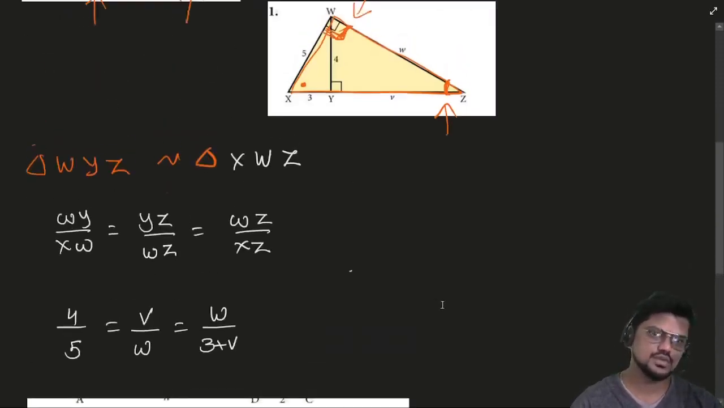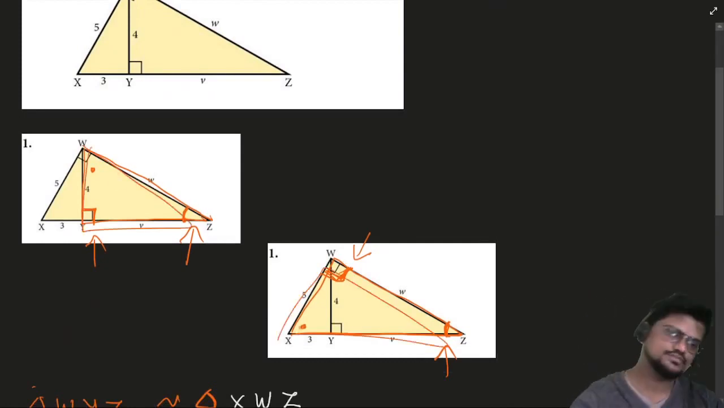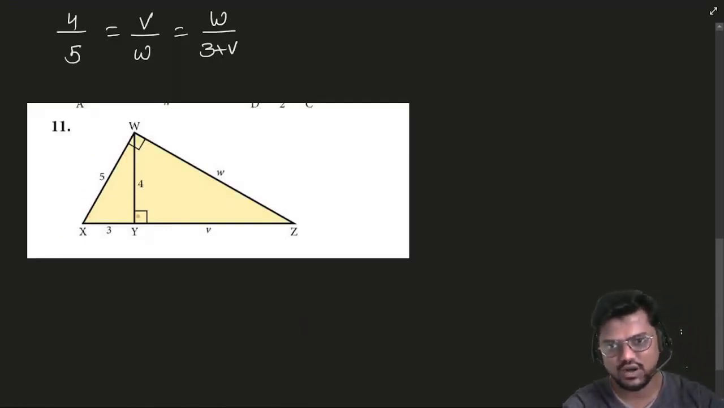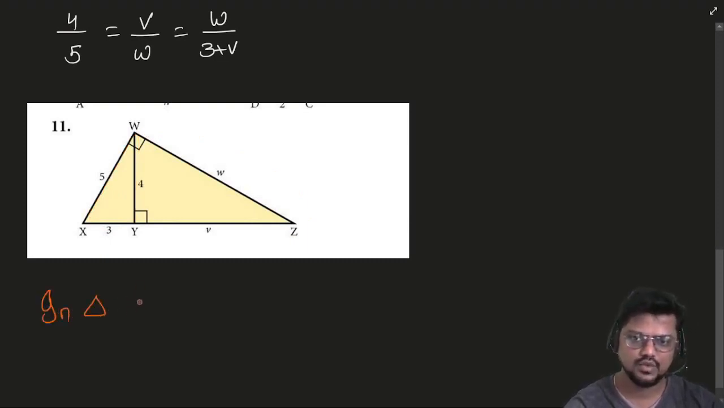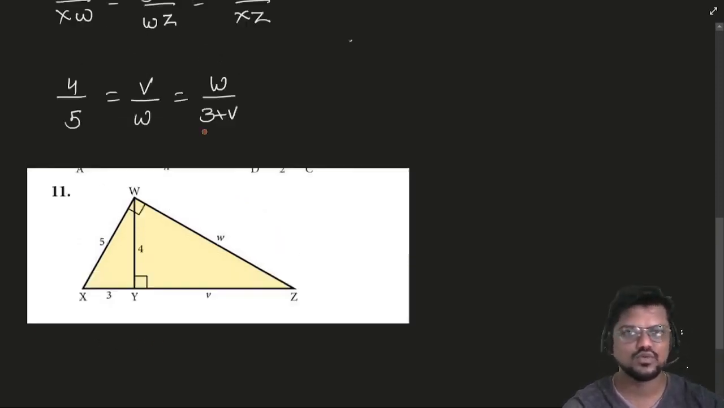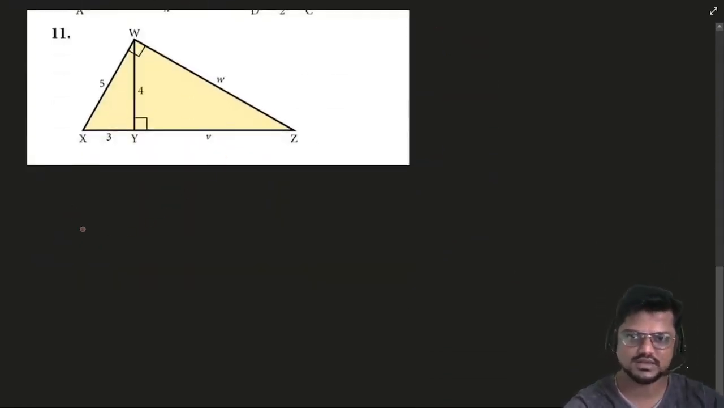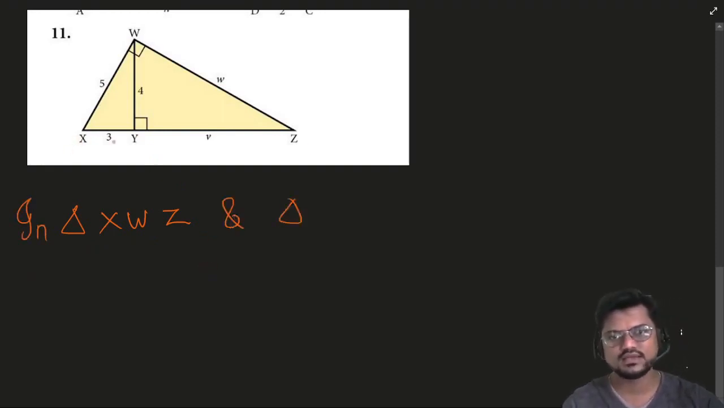Now, what is the other way? The other way is, as we have proved that this triangle is similar to the whole triangle, similarly, if I take this small triangle and the whole triangle, we'll take that main triangle as the same. What was the main triangle in this? XWZ. Over here also I'll take triangle XWZ and triangle XYW.